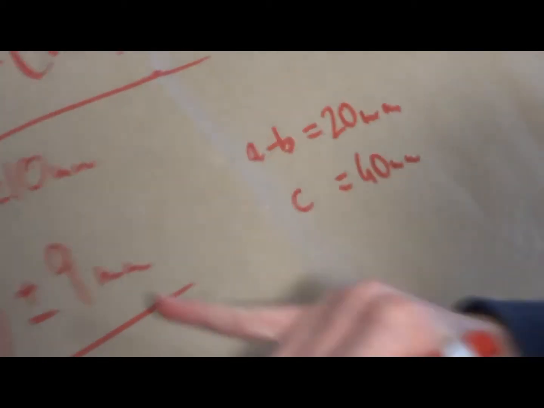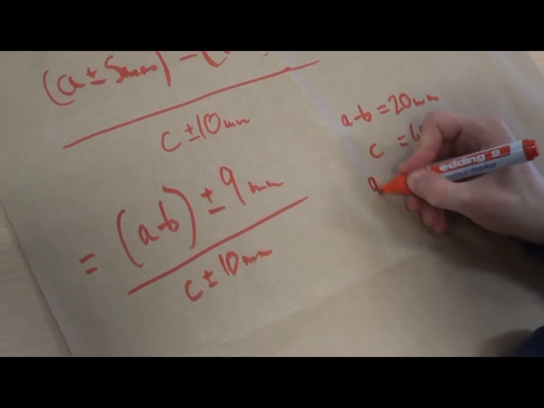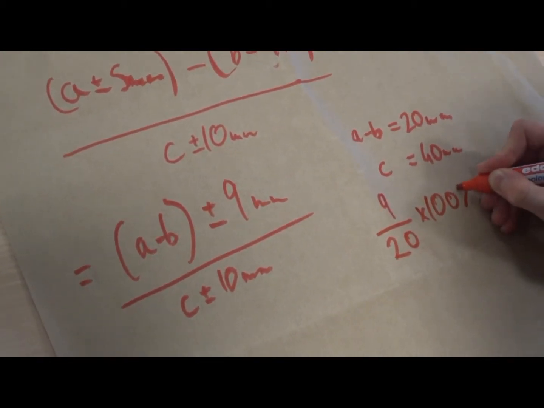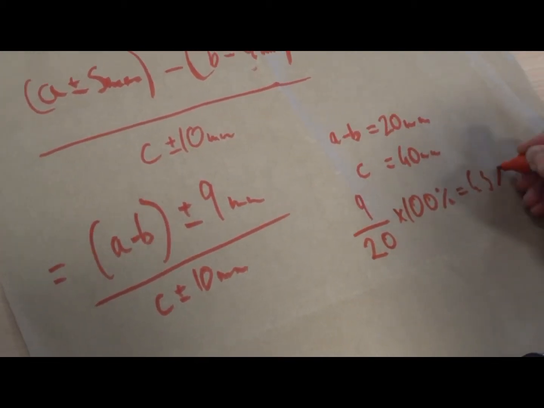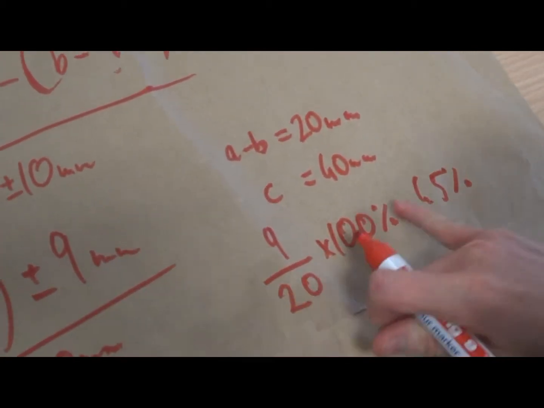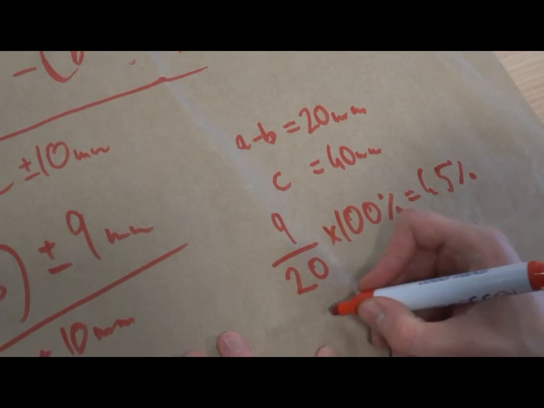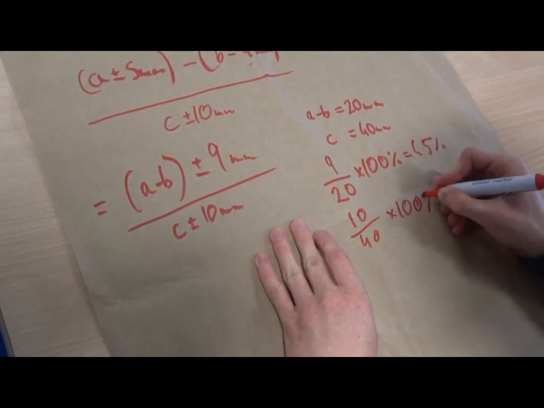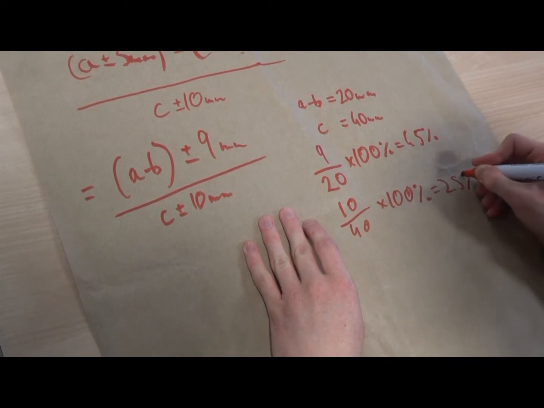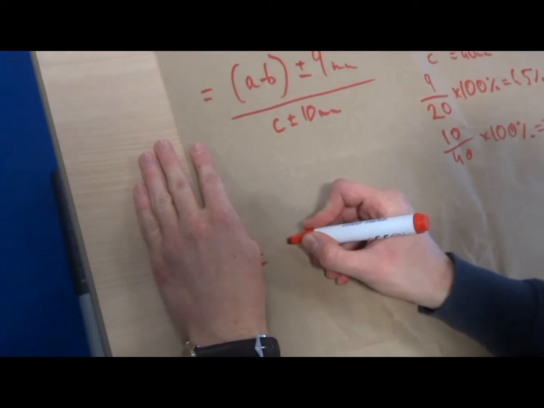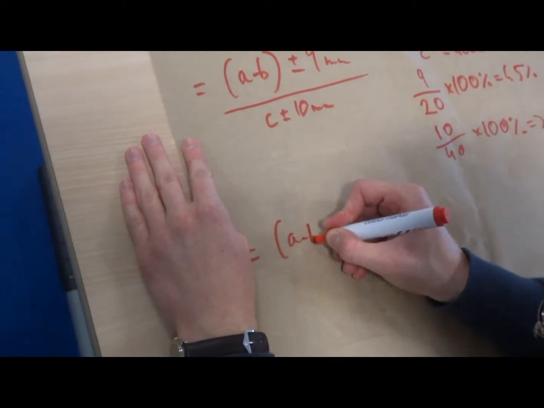Now, 9 millimetres over 20 times 100% gives 45%. And so we see that 9 millimetres is 45% of 20. Similarly, 10 over 40 times 100% is 25%. So we can rewrite this formula here with percentage error.